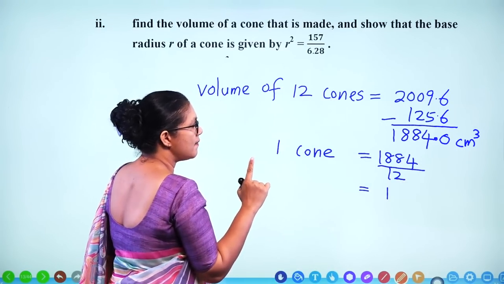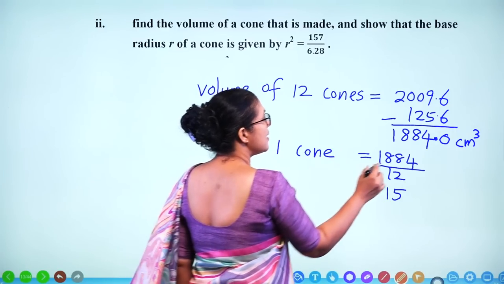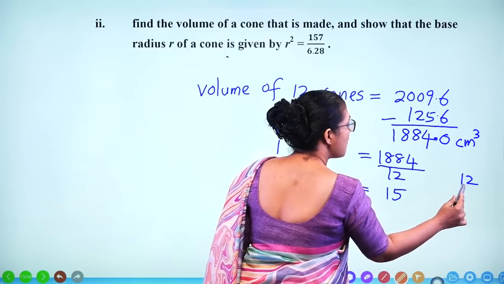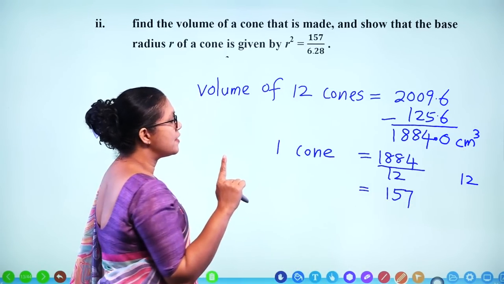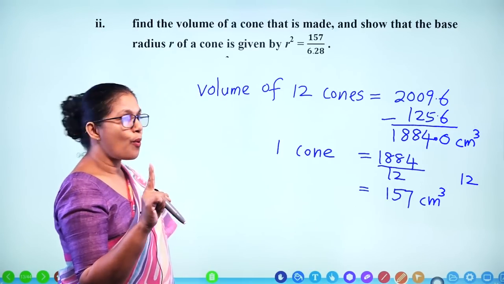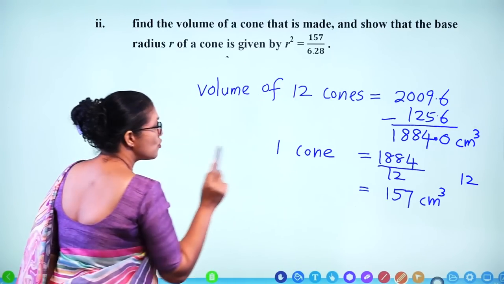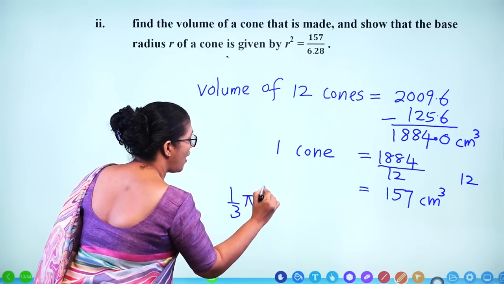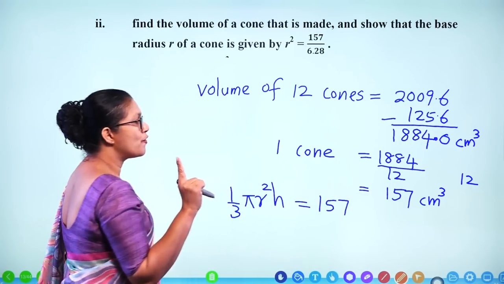12 times 1, 12, 6 remaining, 68. 12 times 5, 60. 8 is there. 84 means 12 times 7. So 157 cubic centimeters is the volume of one cone. Now you can find out r from that. So what's the volume of the cone? 1/3 pi r squared h is equal to 157. That's the volume of the cone.